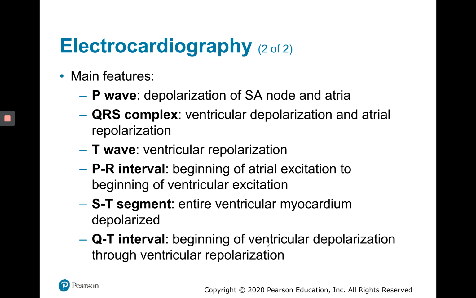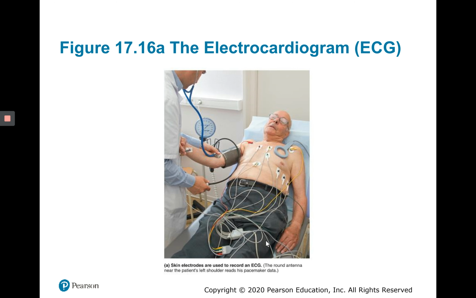The main features of an EKG are a P wave, QRS complex, T wave, PR interval, ST segment, and QT interval. Read through the intervals, understand what they mean, but we're most concerned about the P wave, QRS complex, and T wave. The P wave is when depolarization of the sinoatrial node and the atria is occurring. The QRS complex is when ventricular depolarization and atrial repolarization is occurring. And the T wave is when ventricular repolarization is occurring. I just wanted to make sure to read those off so you saw that those descriptions were important, but we're going to look at everything in more detail.